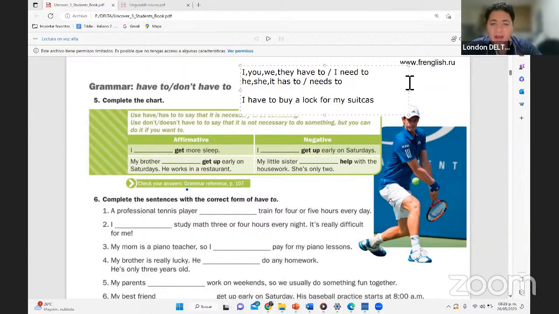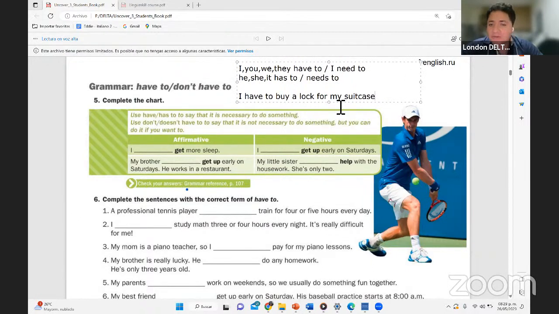Por ejemplo, tengo que comprar un candado para mi maleta, right? Entonces, utilizas I have to, no porque alguien te esté obligando a comprar ese candado, sino porque es algo que tú crees que necesitas y tú mismo lo determinas para ti. Así es como utilizamos entonces have to. En el caso de need to, pues sería igual. Puedes utilizar I have to or I need to buy a lock for my suitcase. Digamos que son sinónimos. ¿Ok?